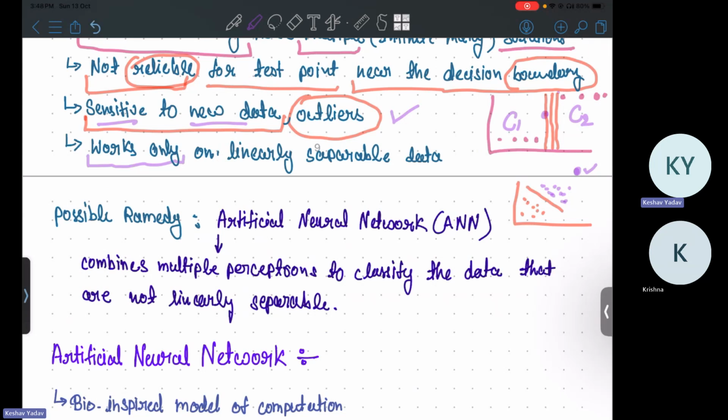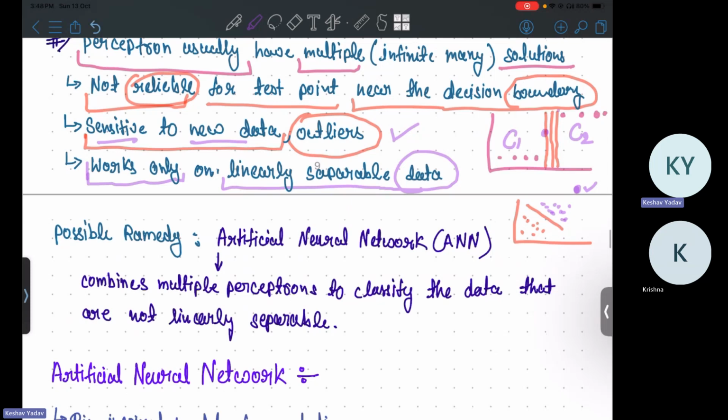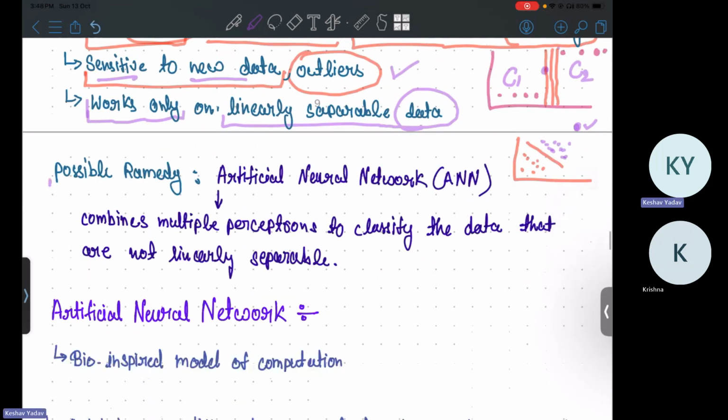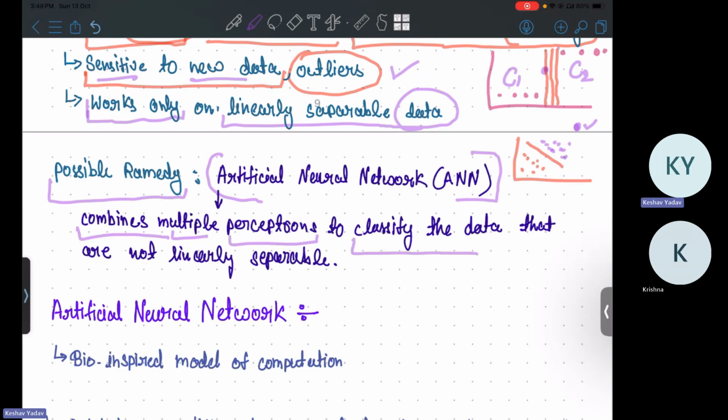And last but not the least, the most important thing, the perceptron only works on linearly separable data, but that is not always the case. Most of the time we may have linearly inseparable data. What do we do in that case? The possible remedy is to use an artificial neural network, ANN, in which we will combine multiple perceptrons to classify the data that are not linearly separable.